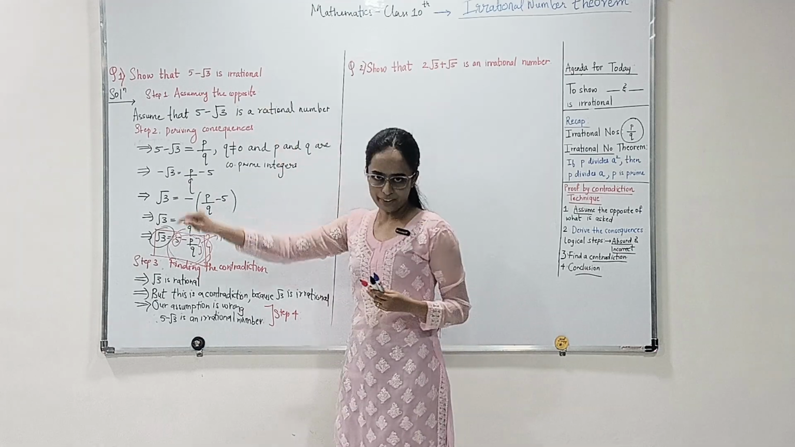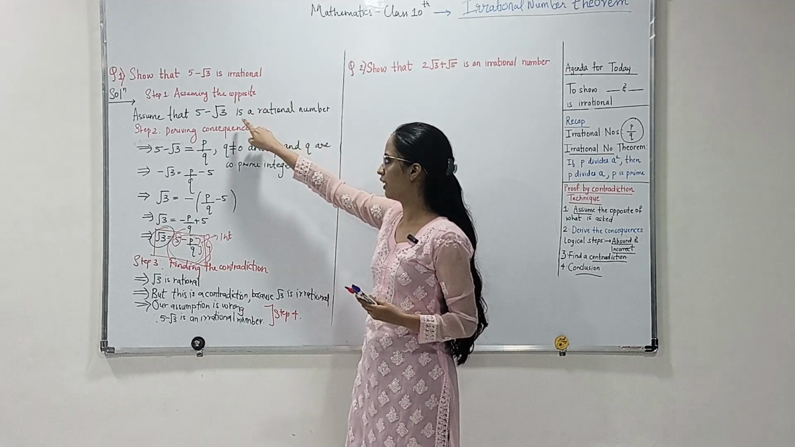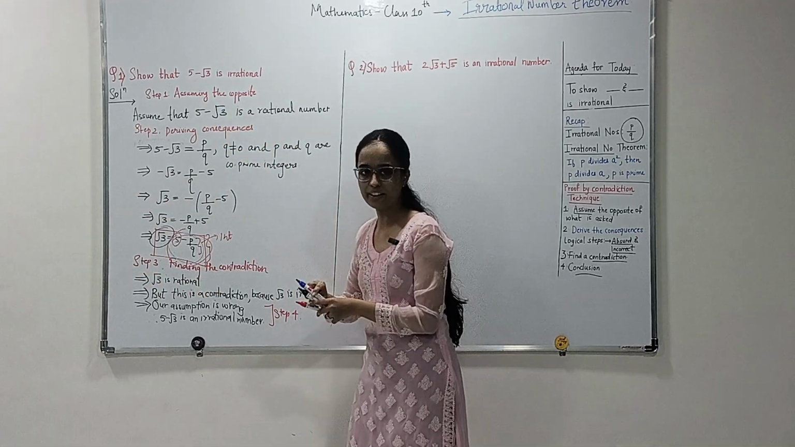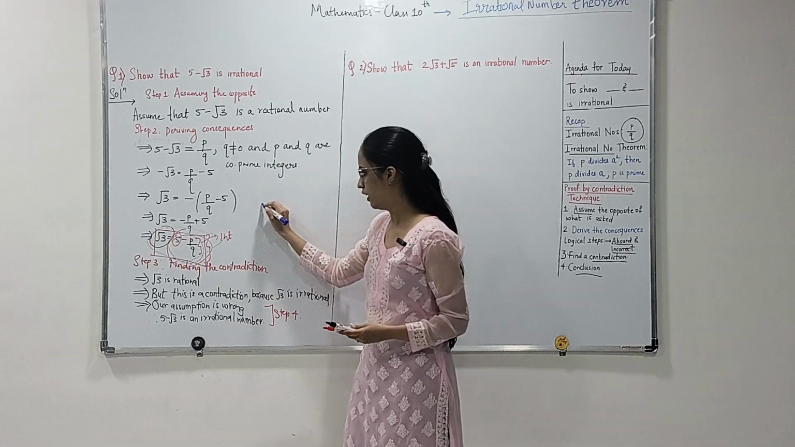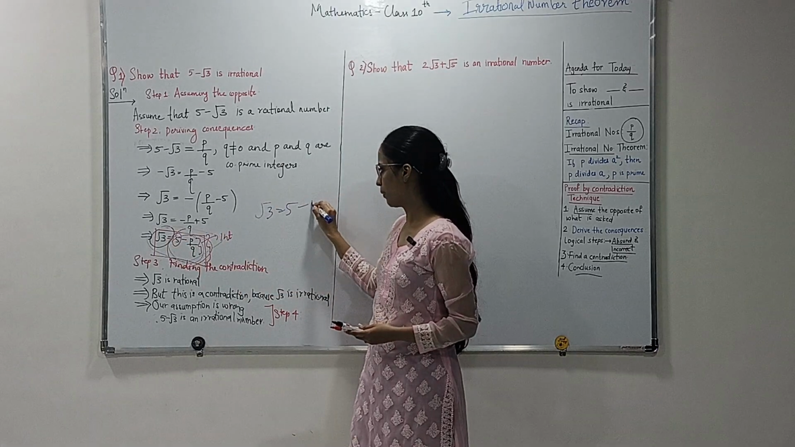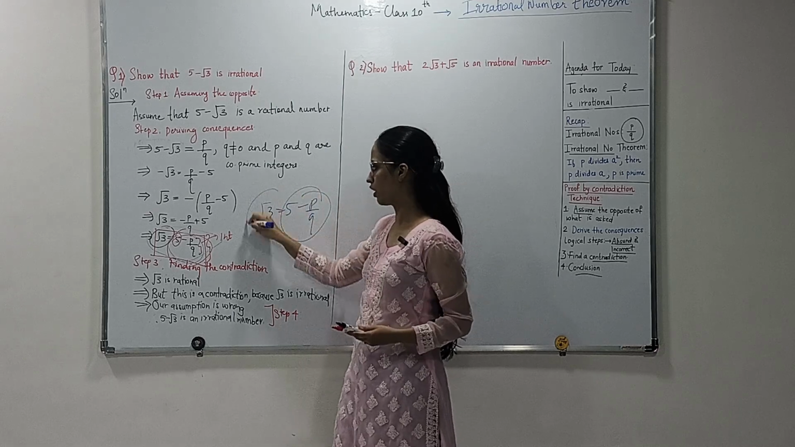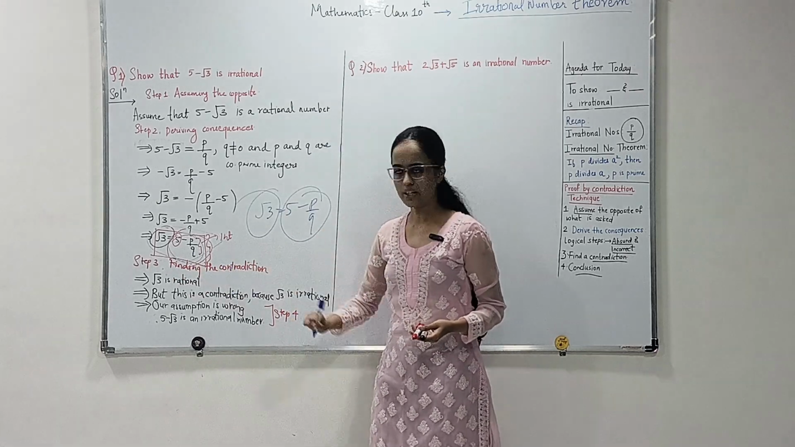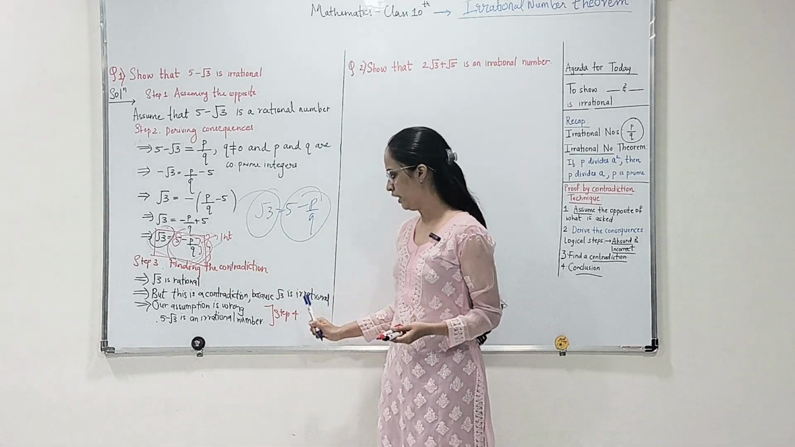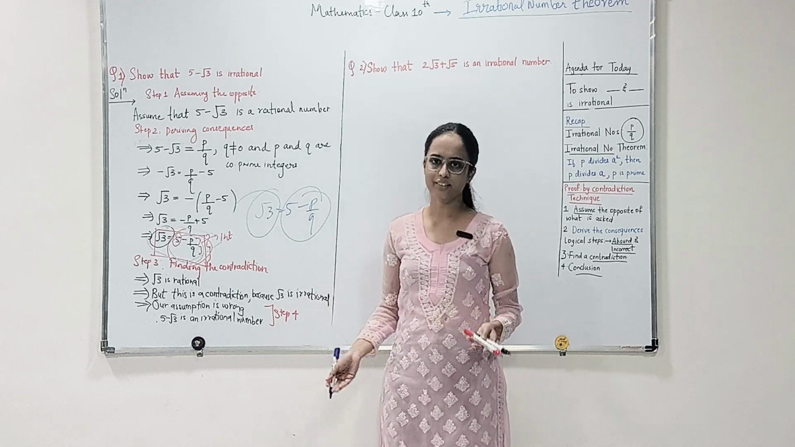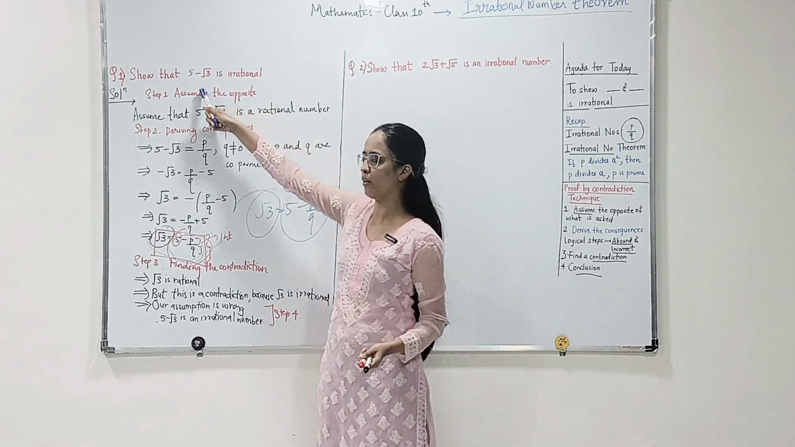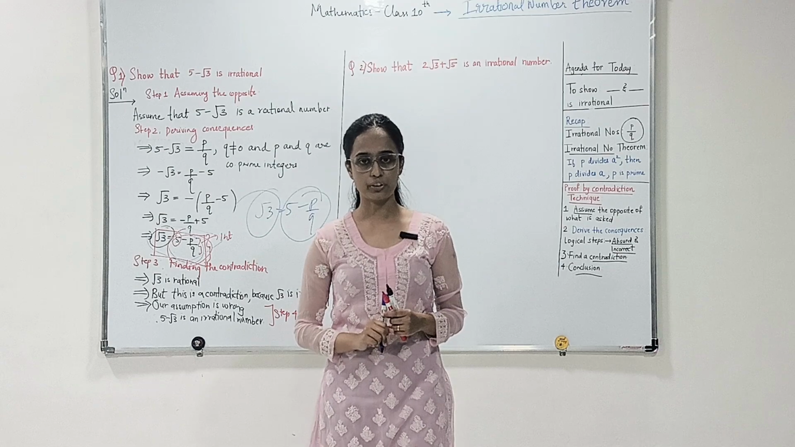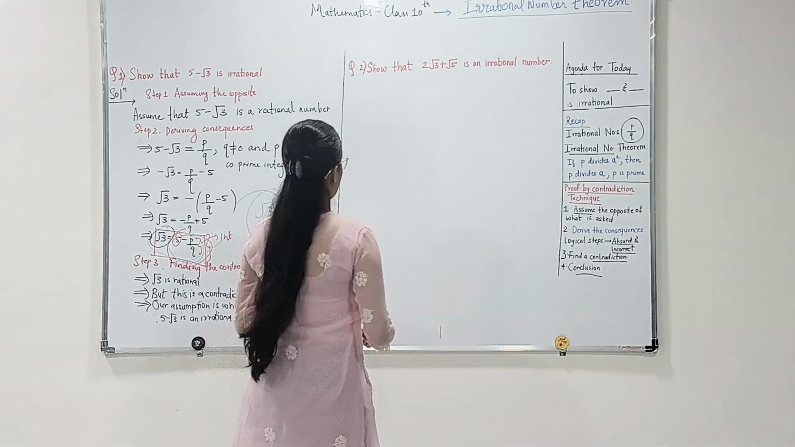So to sum it all up, I have assumed the opposite, that this number is a rational number. I have derived the consequences. The final step of the consequences, this equation, that is root 3 equals 5 minus p by q, where this is a rational number, this is an irrational number. That's a contradiction. So then I found the contradiction, which is step number 3, and finally we concluded with step number 4 that our assumption was wrong, and hence the given number 5 minus root 3 is an irrational number. So I hope students you have understood this problem.